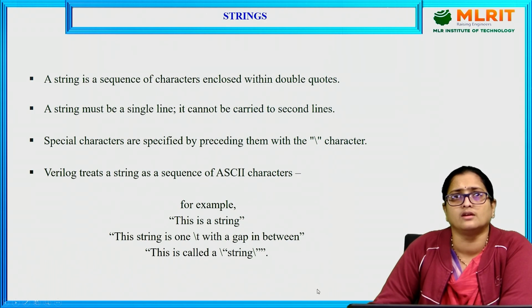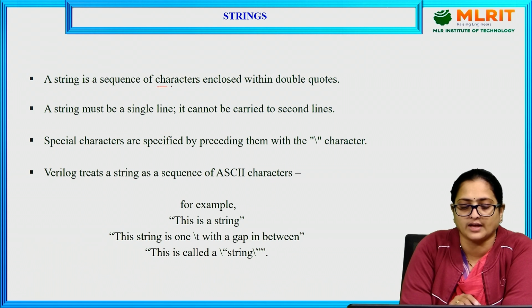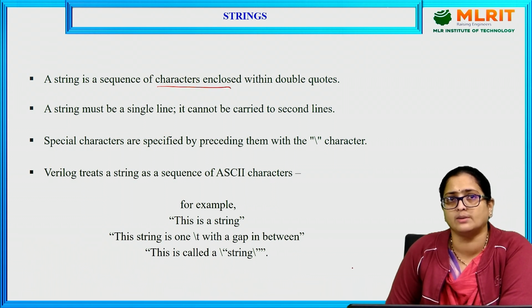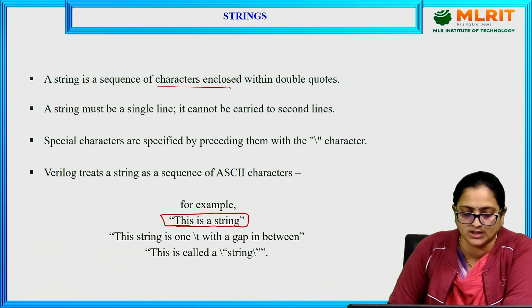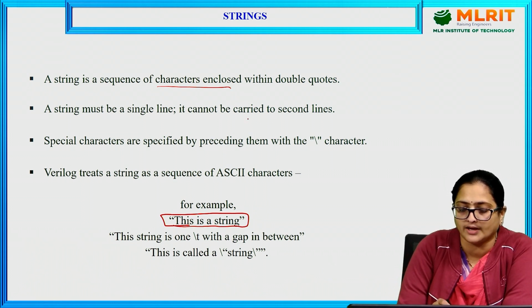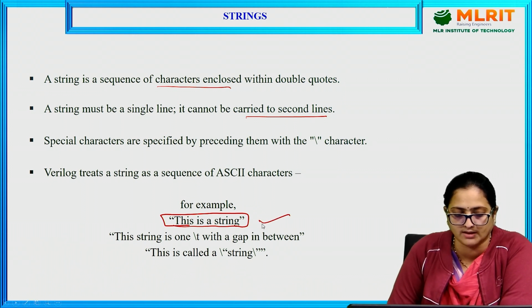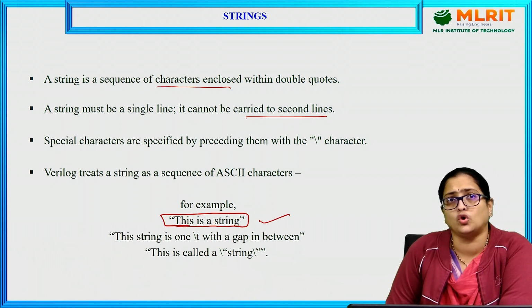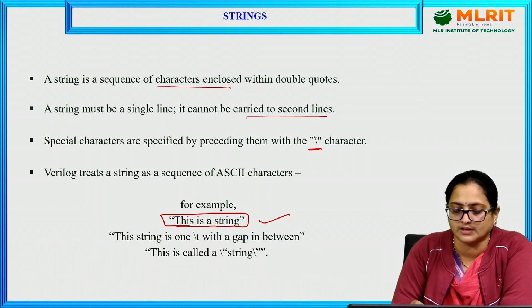Okay, and coming to strings. A string is a sequence of characters enclosed within double quotes. For example, see, this is a string which is enclosed within double quotes. A string must be on a single line. It cannot be carried to a second line. Special characters are specified by a preceding slash.